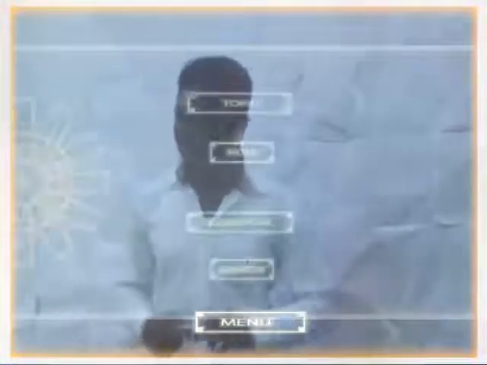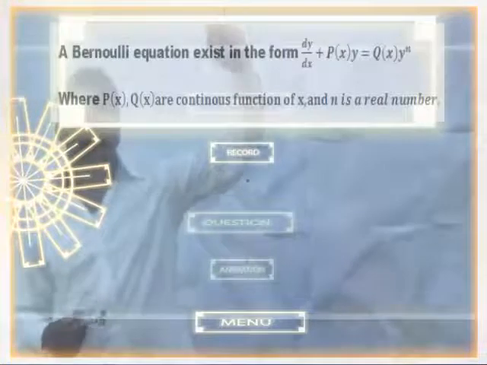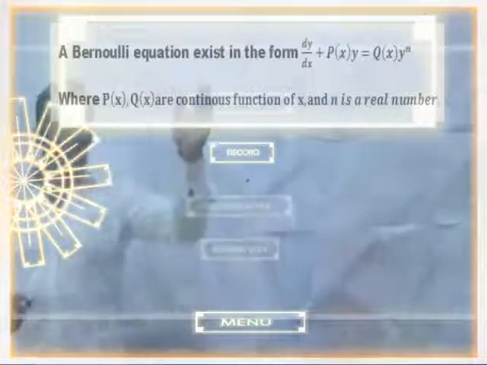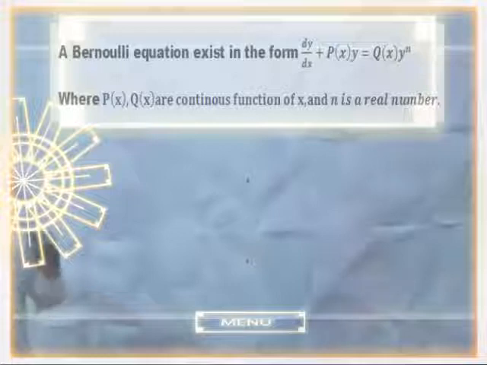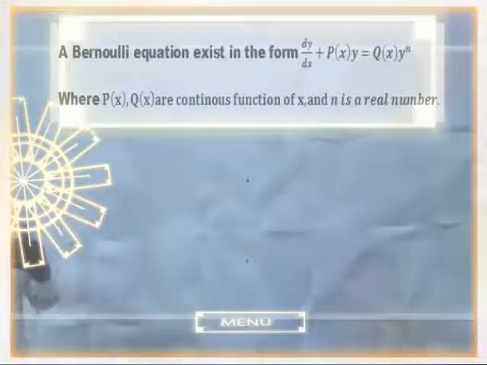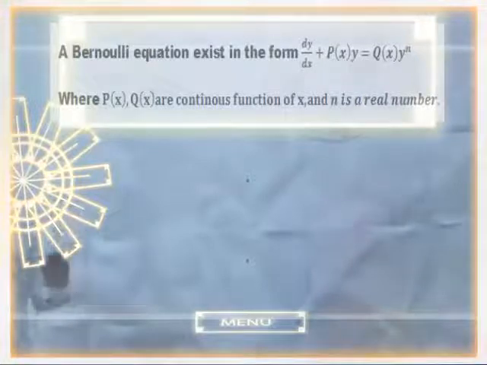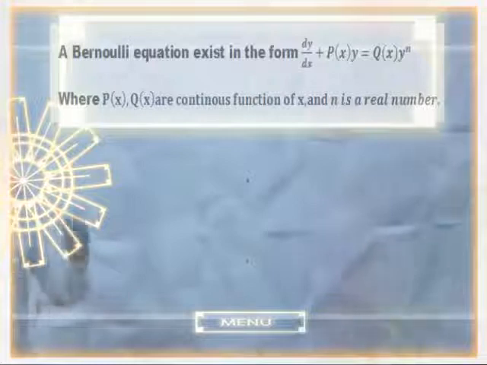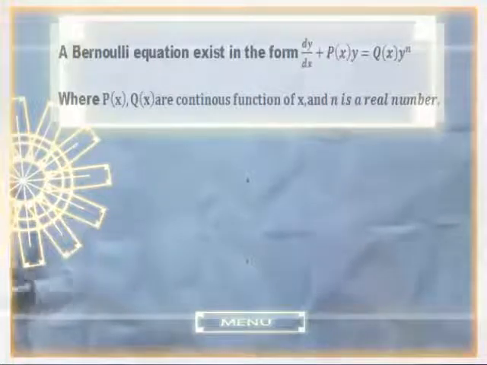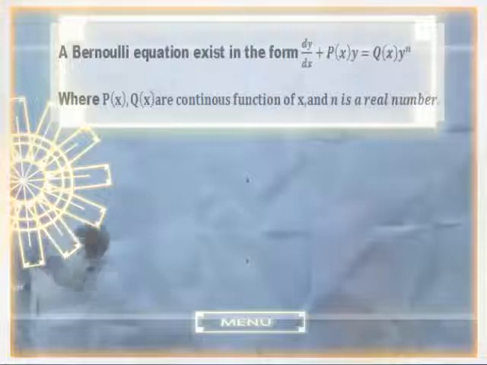Now I'm going to give a definition for Bernoulli's equation. You can see clearly that the equation exists in the form dy/dx plus p of x times y is equal to q of x times y to the power of n, where p of x and q of x are continuous functions of x, and n is a real number.